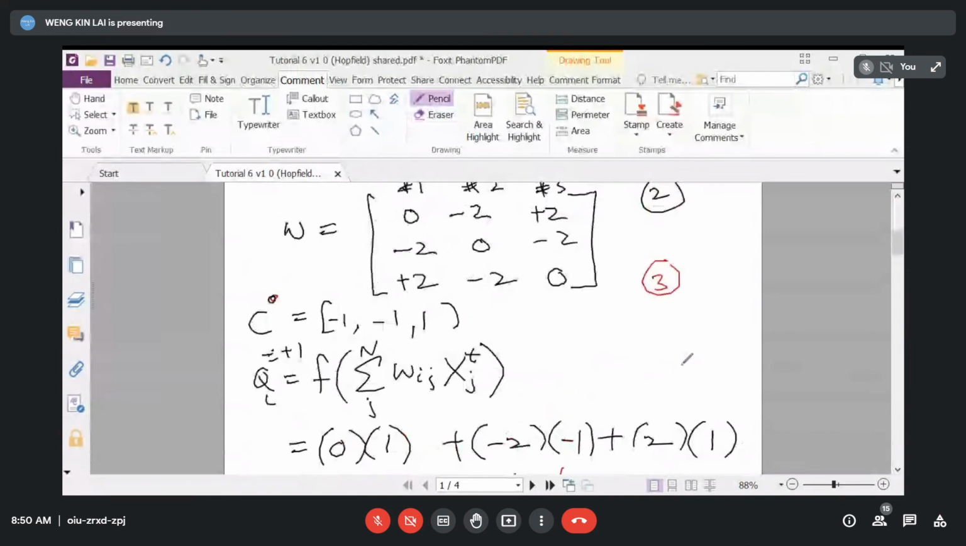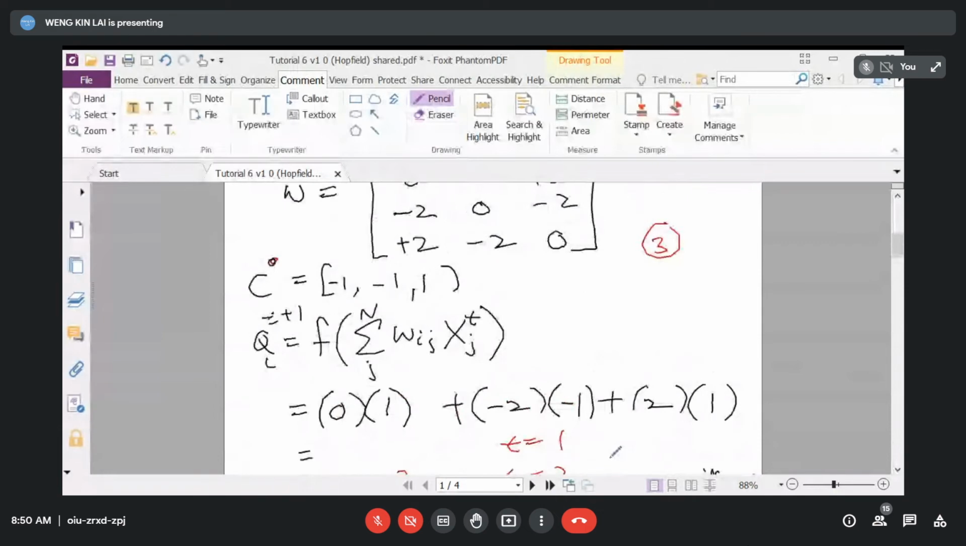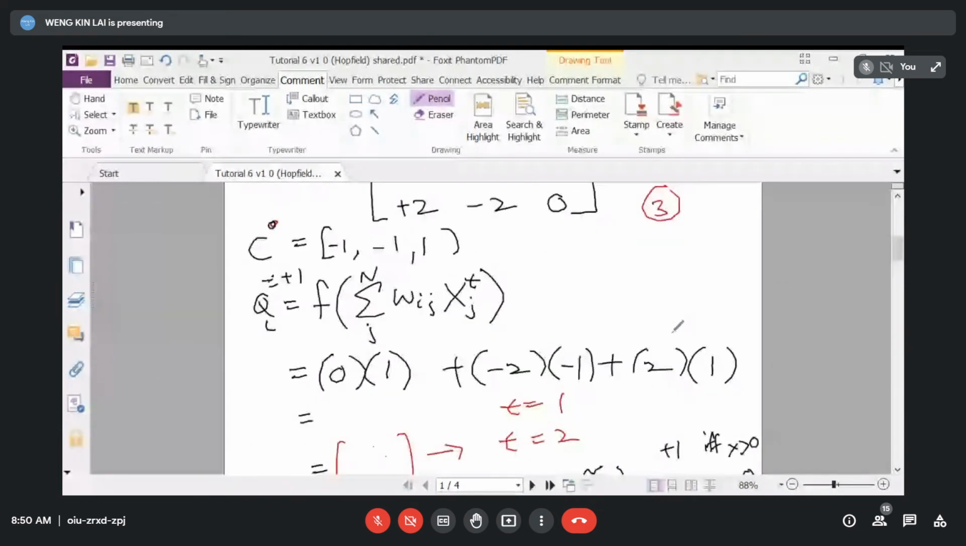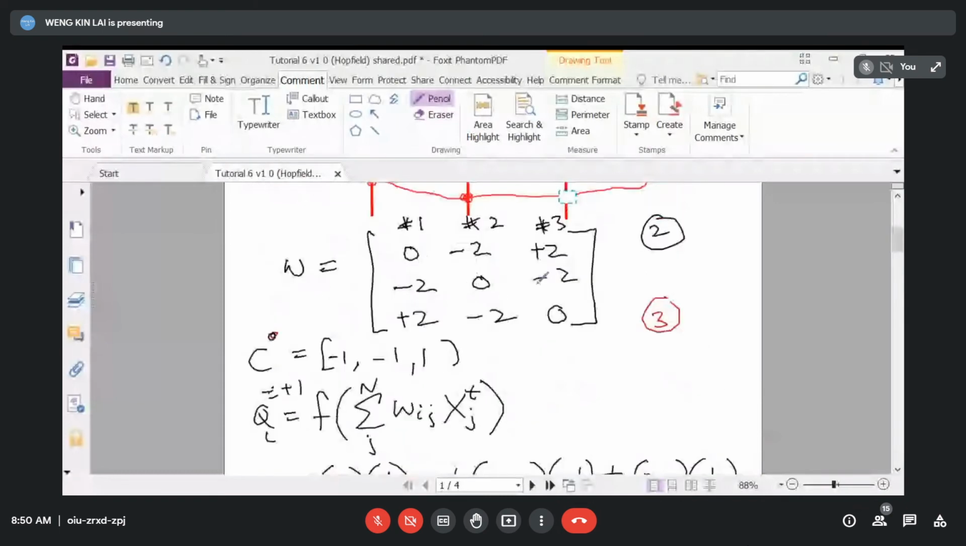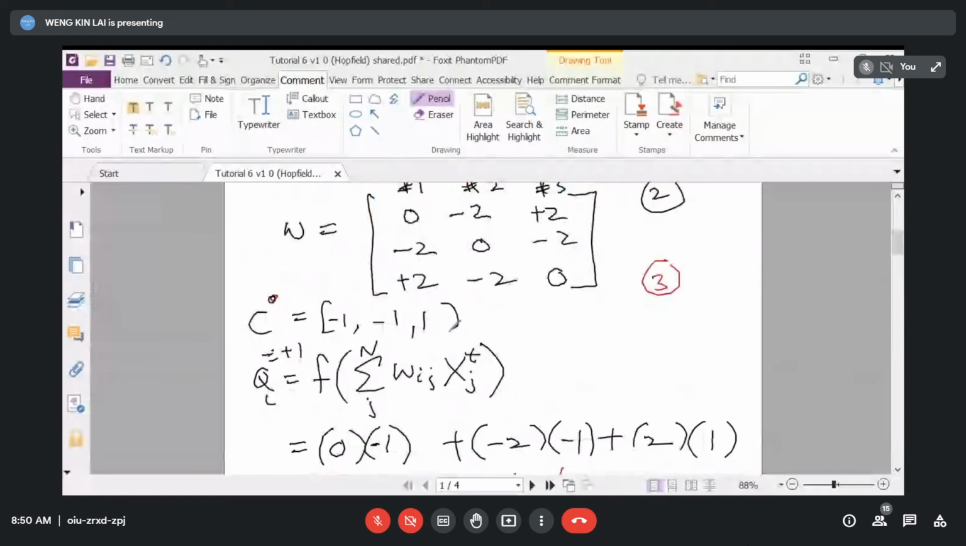Now, there was a question again last week or in the other classes. Do I need to change the weights? Because now I'm testing it on pattern C, which is very different from pattern A and B. What do you think?